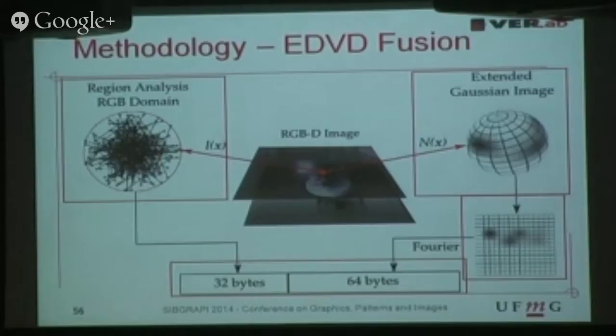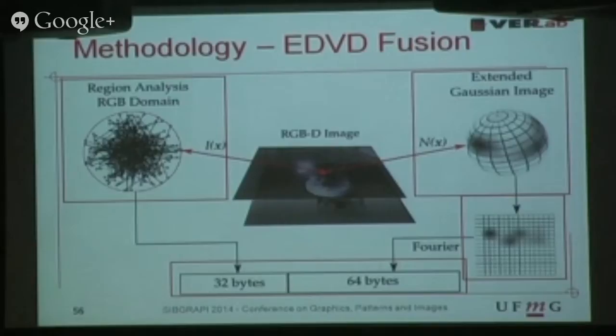From this region analysis in the image domain, you obtain 32 bytes. And from the depth information with the extended Gaussian image, you obtain 64 bytes. So your descriptor now has 96 bytes only. So it's a binary descriptor.